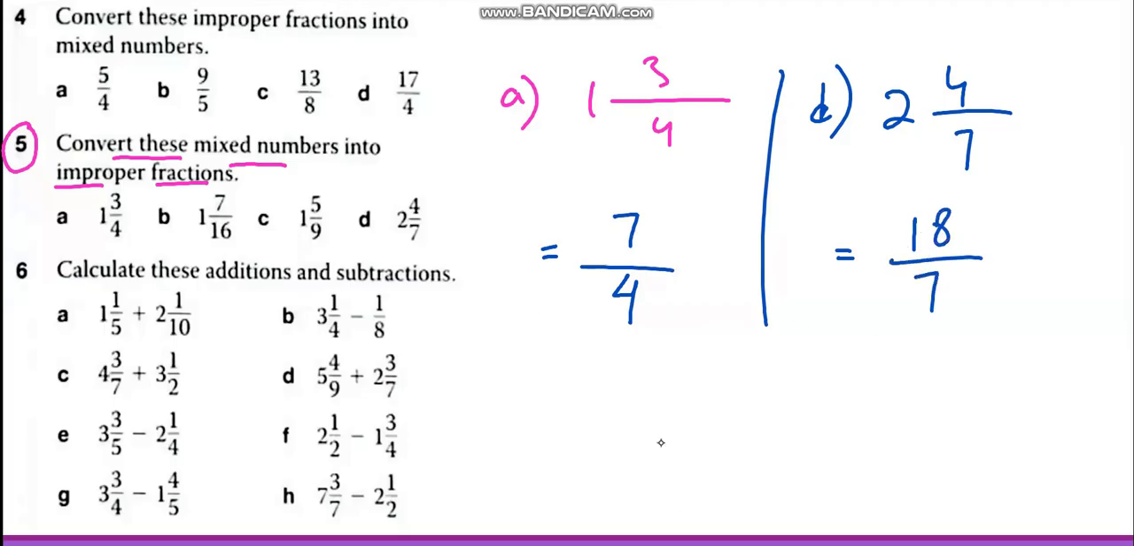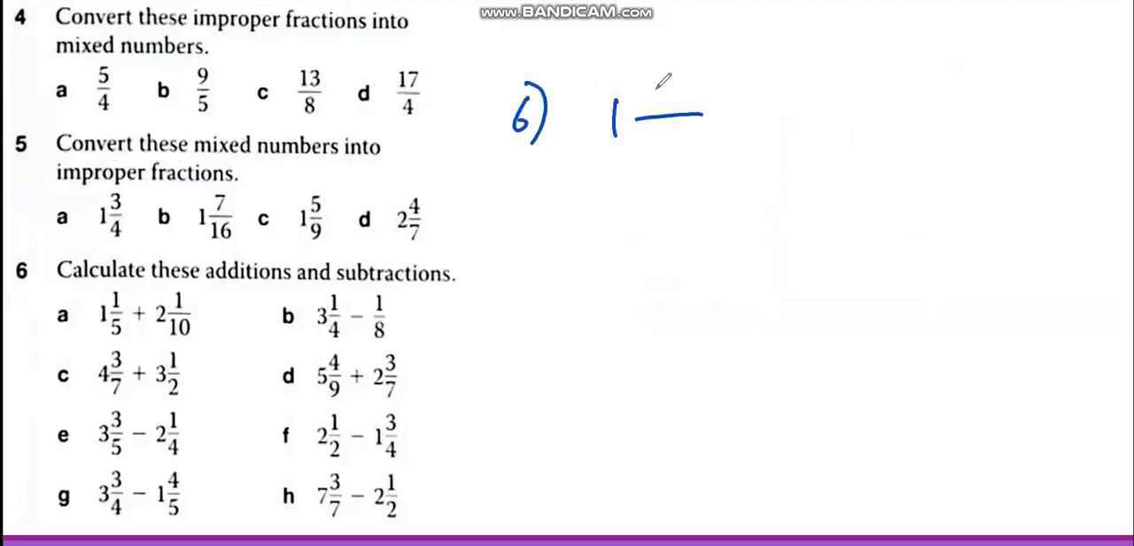Now let's do question number 6. In question number 6, we are going to add the mixed numbers.